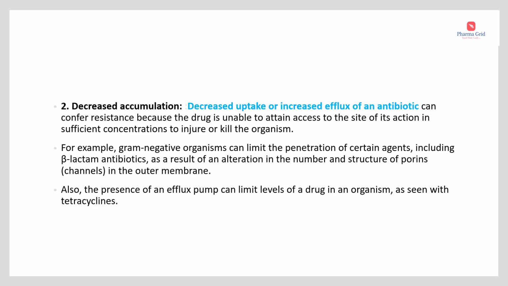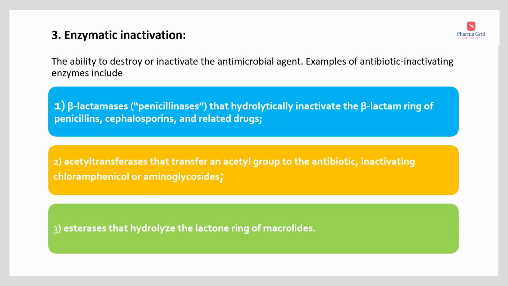The next mechanism is decreased accumulation. Decreased uptake or increased efflux of an antibiotic can confer resistance because the drug is unable to reach the site of its action in sufficient concentration to injure or kill the organism. For example, gram-negative organisms can limit the penetration of certain agents, including beta-lactam antibiotics, as a result of an alteration in the number and structure of porins. Porins are nothing but the channels in the outer membrane. Also, the presence of an efflux pump, which lets the antibiotic go out, can limit the levels of a drug in an organism, as seen with tetracyclines.